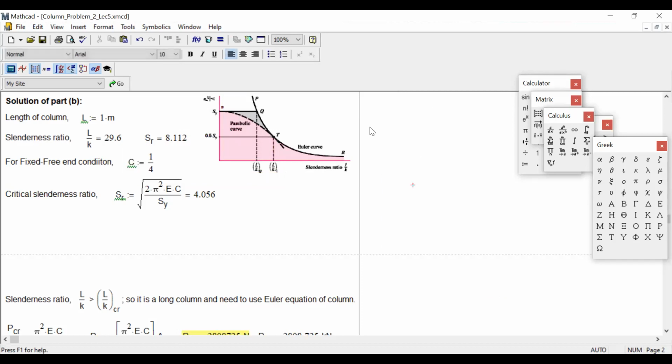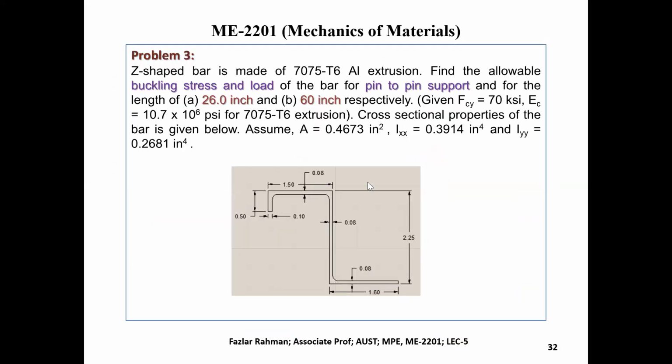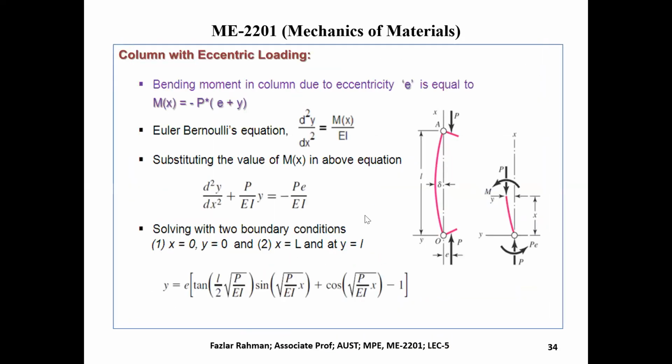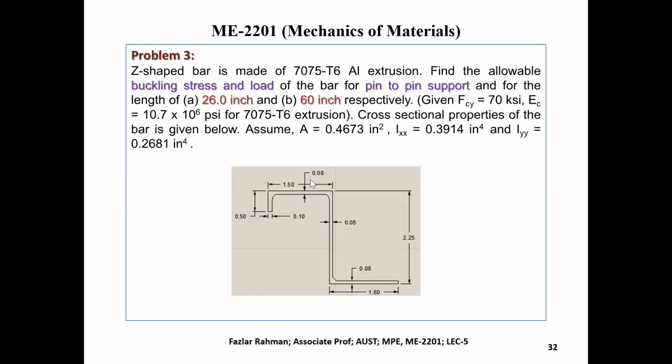Okay. So I put this problem to understand the effect of end condition and the length. Okay. Now we will talk about something else, how we can solve a problem if a load applied on the column is not going through the cross section of the column. Then number 3, same problem.